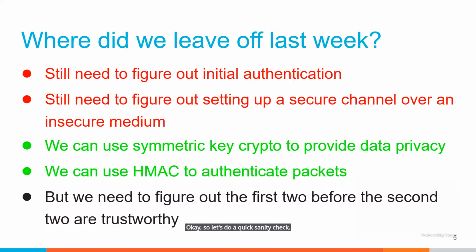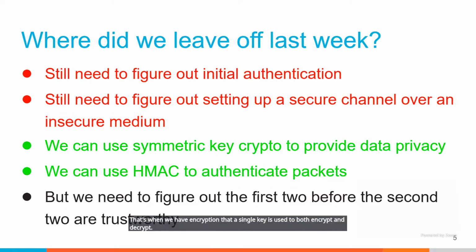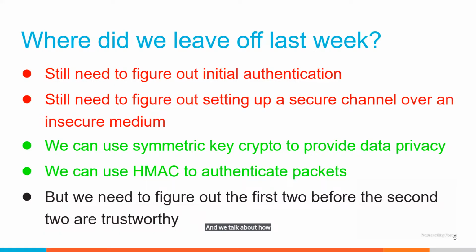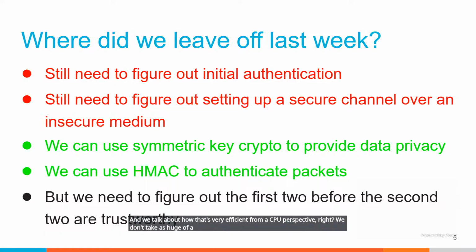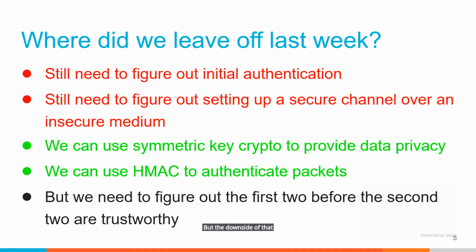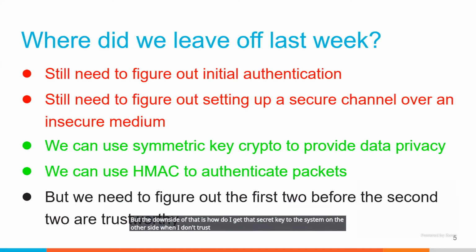Okay, so let's do a quick sanity check. Last week, we talked about symmetrical key encryption. That's when we have encryption where a single key is used to both encrypt and decrypt. We talked about how that's very efficient from a CPU perspective, right? We don't take as huge of a CPU hit with that versus other options. But the downside is how do I get that secret key to the system on the other side when I don't trust this medium, namely the internet that is between us? So we talked about that last week.